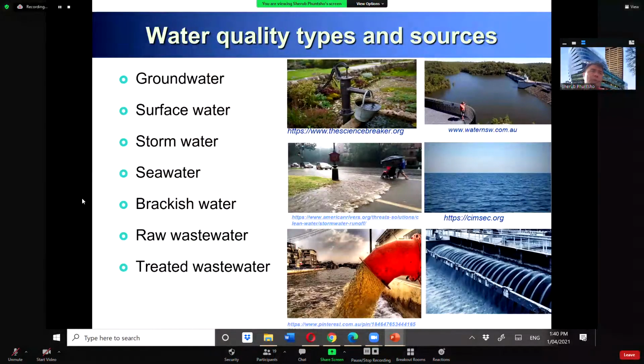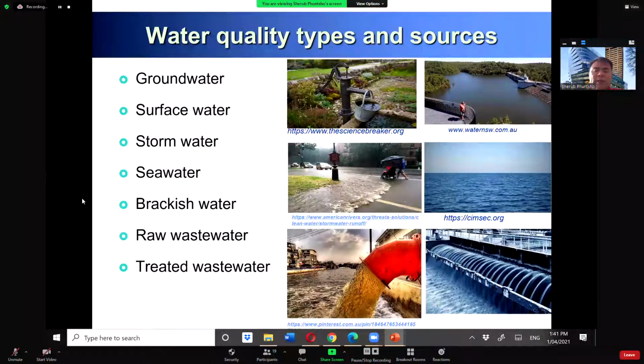And then we also touched on the various types of water sources. Okay, water sources that include groundwater, surface water, stormwater, seawater, brackish water, raw wastewater, and treated wastewater. So groundwater, as you know, of course, is usually quite clean because during the event of rain or any surface water on the land, they just seep and are naturally filtered through the soil layer.